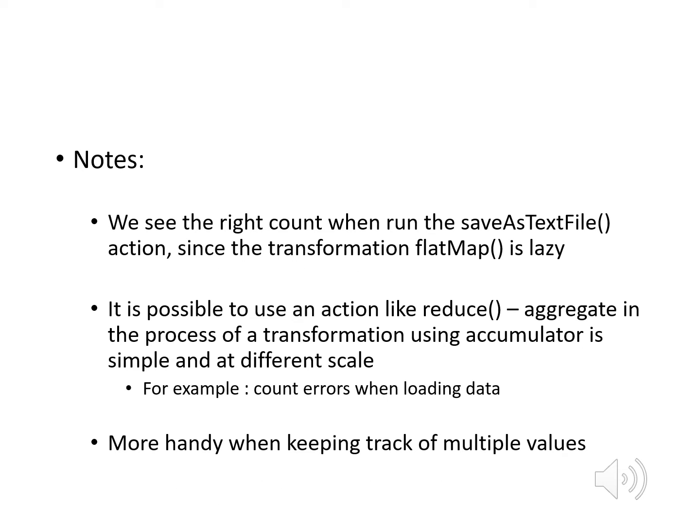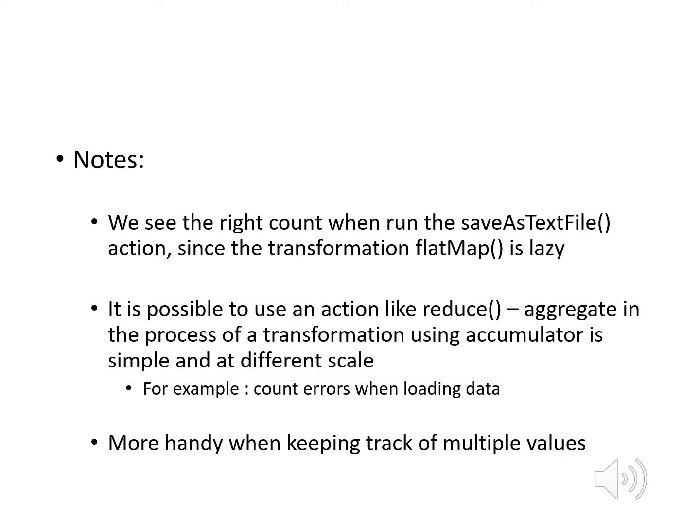Here are some notes. In this example, the function to increment the accumulator is called in the transformation flat map. Recall that the transformations are lazy. Only when we run an action, the transformation will start to work, and the count will be updated for the accumulator. In this example, we count the number of lines of the input file that are blank. We can also use an action like reduce to accomplish the same goal, while the implementation using an action is different from the accumulator.